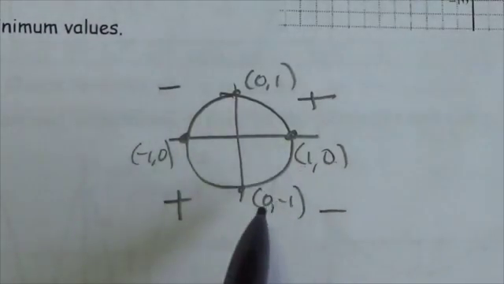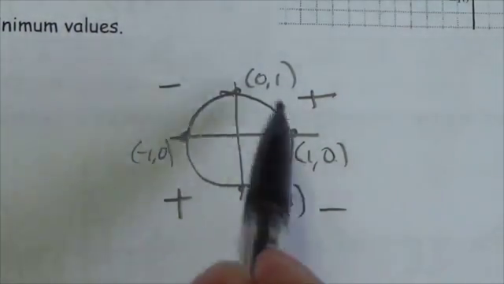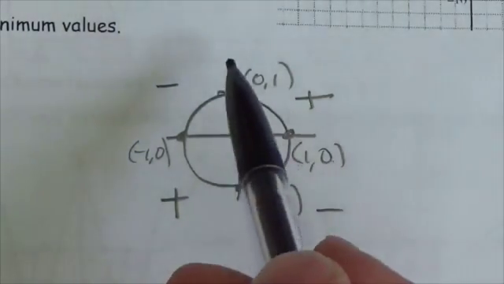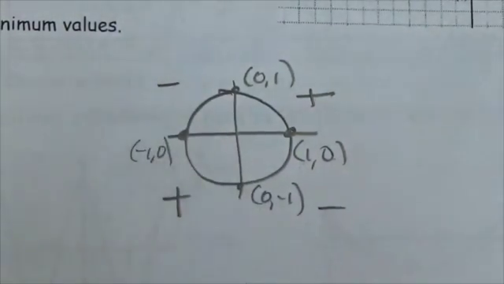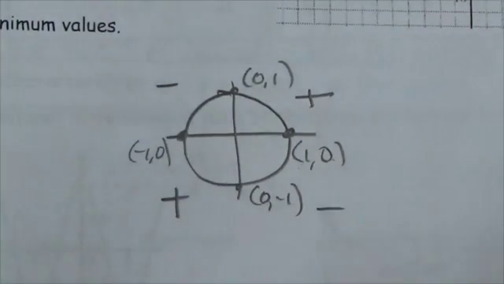Tangent is completely repeating itself. It's the exact same thing here as it is here. In essence, this is the period of tangent. Tangent repeats only on the half of the circle, not the full circle, not like cosine and sine.